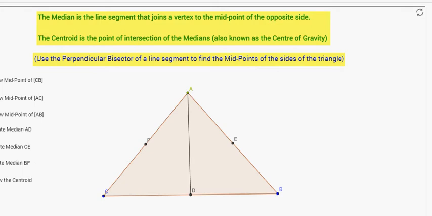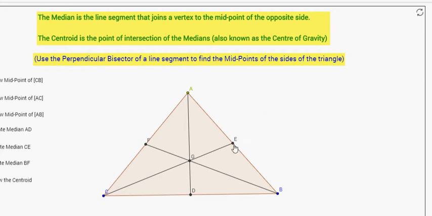So if we were to create a median, then we would join this vertex here, A, to this midpoint here. We would create another median then by joining this vertex here to the midpoint of its opposite side, and then we could do this one as well. Really you only have to do two here. The third one will go through that point of intersection anyway. So join this vertex to the midpoint of the opposite side. So the centroid is then this point here, where the three medians intersect.